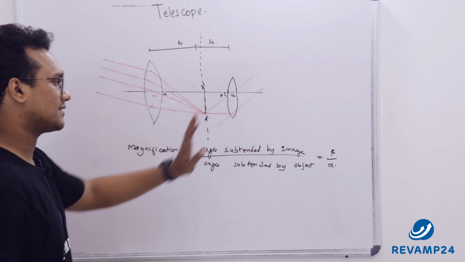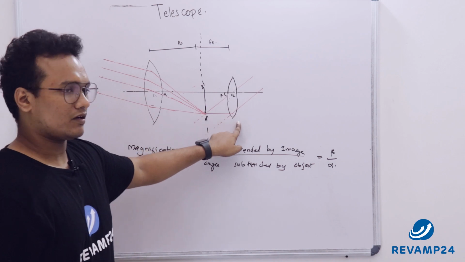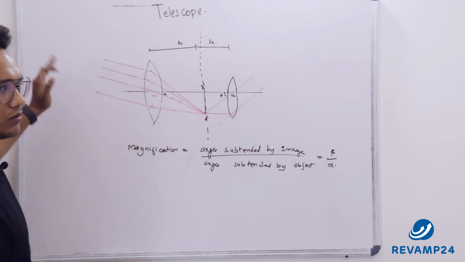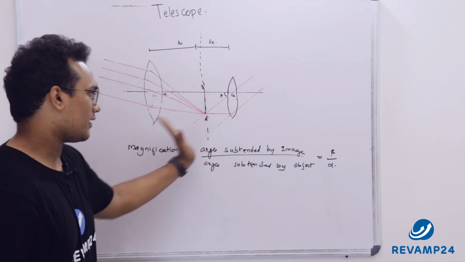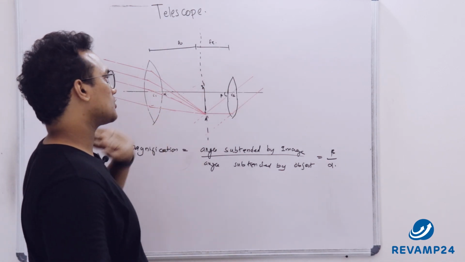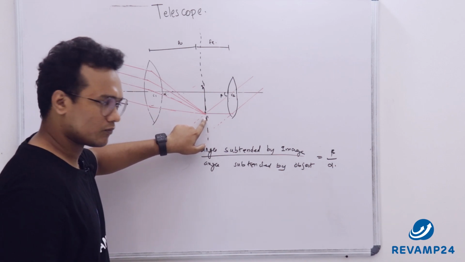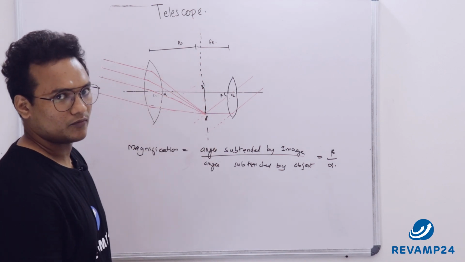So we have two lenses here, right? One is the objective and the other one is the eyepiece. The eyepiece is near to the eye, the objective is near to the object. But here the object is very far away from us. This one has a larger aperture, this one has a smaller aperture. Now the light rays will intersect at one point. This point is not a focus, but it is in the focal plane.